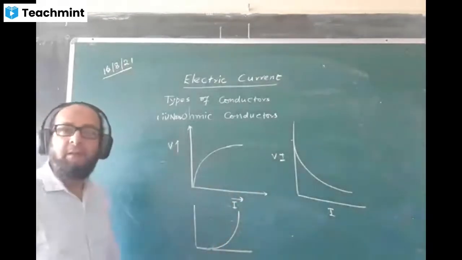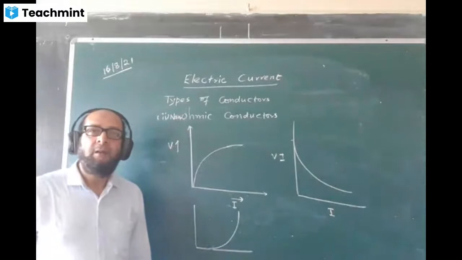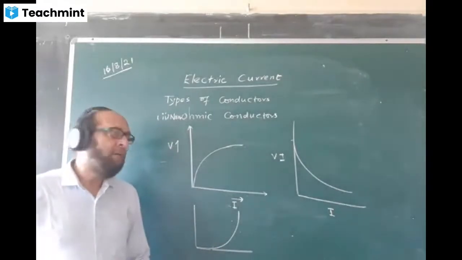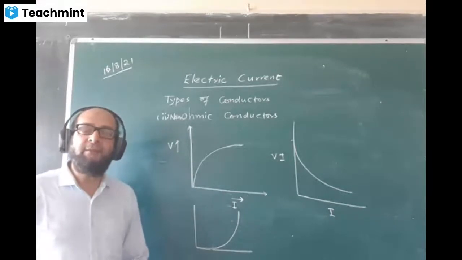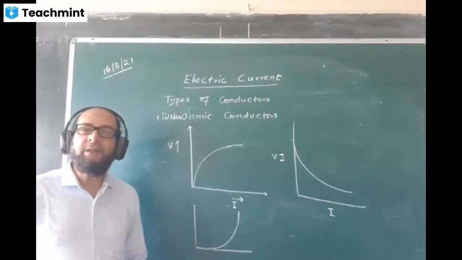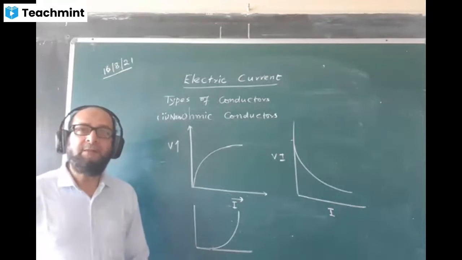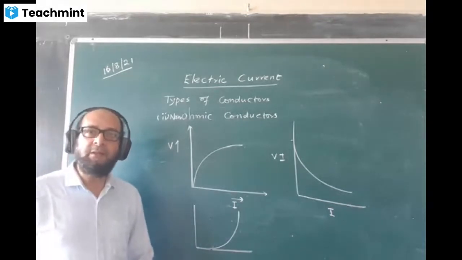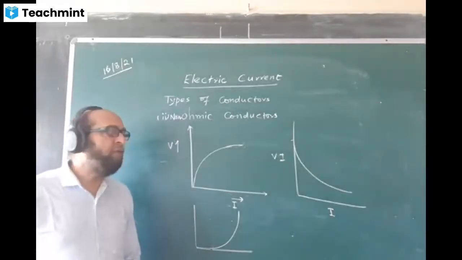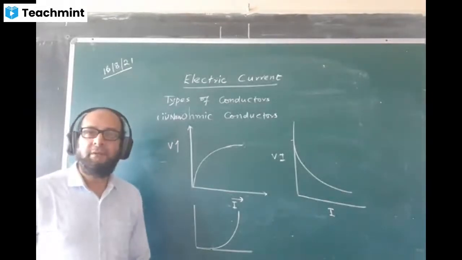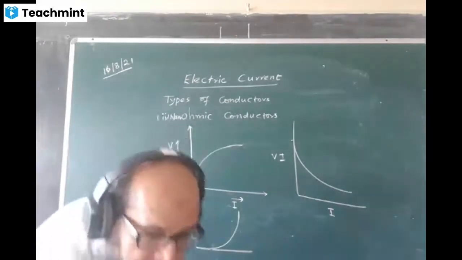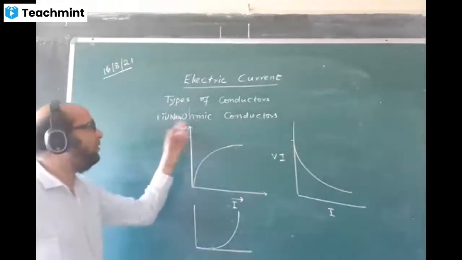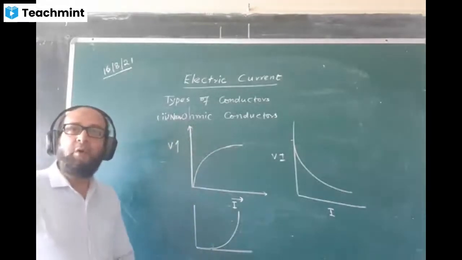From any point the curve can start, anywhere it can start, but it will not be a straight line. That is why it is called non-linear conductors. It can begin from anywhere, but it will be in the form of a curve. It won't be a straight line. Remember it. That is why it is termed non-ohmic. And its slope is not constant.